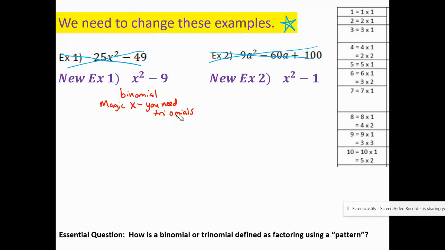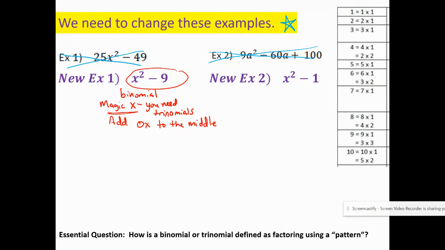We need that middle piece for the magic x, right? So add 0x to the middle. So I'm just rewriting out a little bit of notes for you there. So binomials, 2 pieces. Magic x, we need trinomials, 3 pieces. So we're going to add that 0x in, okay?